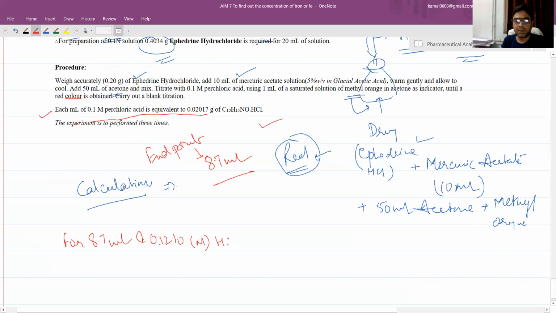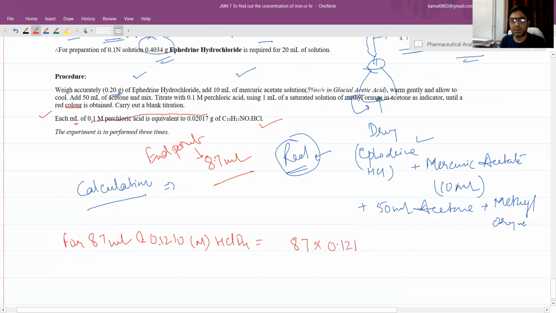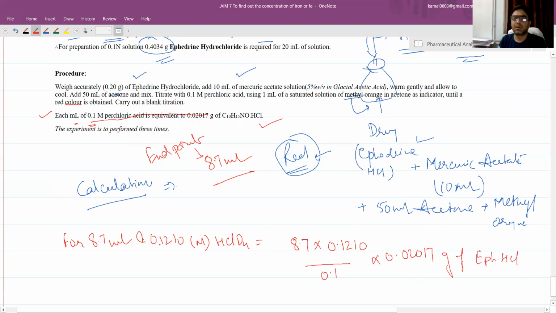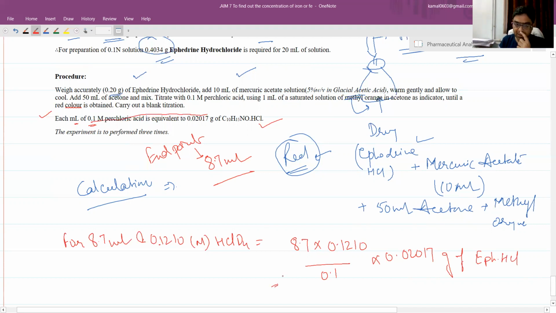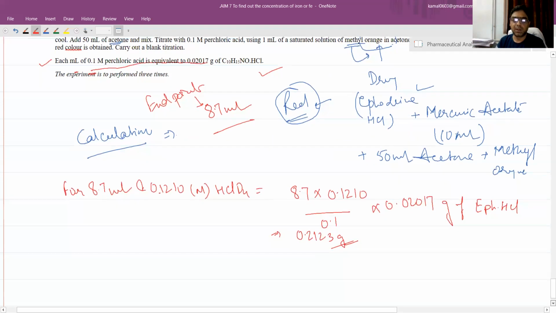normal perchloric acid solution, the amount of ephedrine hydrochloride will be how much? That is 8.7 multiplied by 0.1210 divided by 0.1, that is the normality we have considered, and this will be multiplied by 0.02017. So this much gram of ephedrine hydrochloride will be the result. When you solve it, it will come around 0.2123 gram. This is the amount that we have got on calculation.